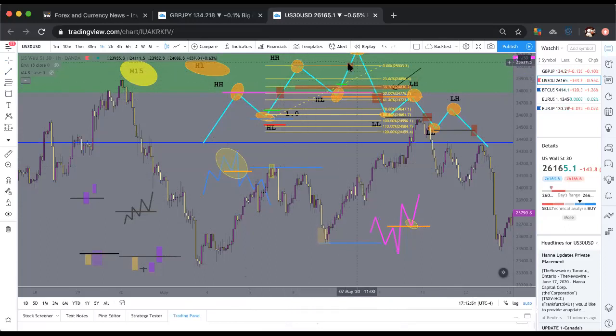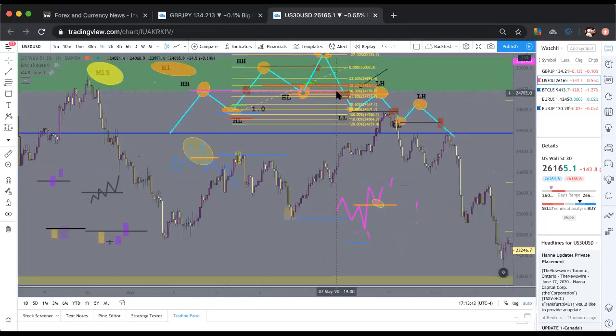Once we get there, we go back to our M15. On our M15, we're seeing a continuation. On our H1, we're seeing a bullish candle followed by another bullish candle that lets us know that there's enough buying pressure in the market to break past this resistance, okay?